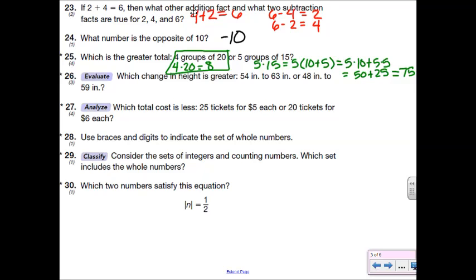Which change in height is greater, 54 inches to 63 inches, or 48 inches to 59 inches? This is a comparing problem, so we're going to take the bigger minus the lesser. 63 minus 54 gives us 9. And then we'll take the bigger of the other ones. 59 minus 48 is 11. So the 48 to 59 is the larger difference.